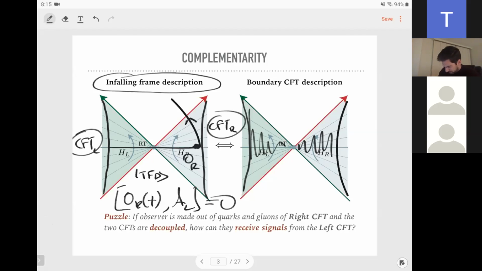However, according to this diagram at least, if I start with this operator and I propagate this operator in the reference frame of the infalling observer, if I propagate it along this worldline, then after a finite proper time evolution, I find myself behind the horizon, and I can therefore receive signals from the left, which means that after a finite amount of proper time evolution of the right operator, this commutator with the left algebra has to be non-vanishing. Otherwise, I wouldn't be able to receive the signals.